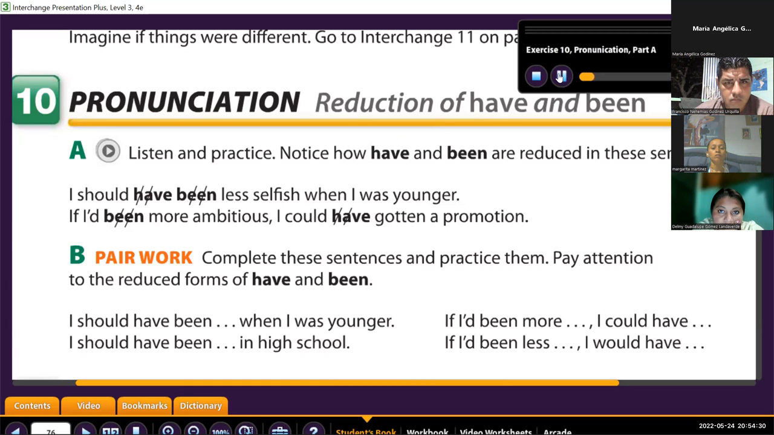Page 76, exercise 10, pronunciation. Reduction of have and been. Part A. Listen and practice. Notice how have and been are reduced in these sentences. I should have been less selfish when I was younger. If I'd been more ambitious, I could have gotten a promotion.